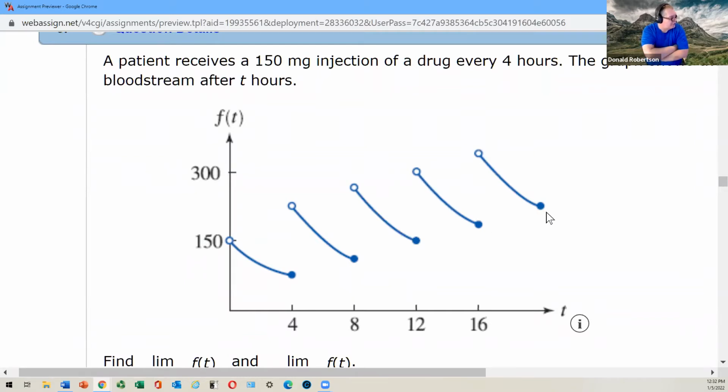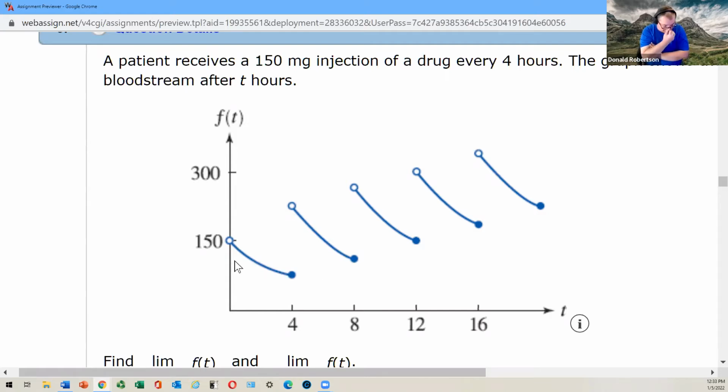If I was asking a question about this, I could ask you something like, what is the left limit as T tends to 8 hours? What's the left limit as T tends to 8? Well, I wish I'd given you that question a little bit easier. Say about 130, kind of answers the question.